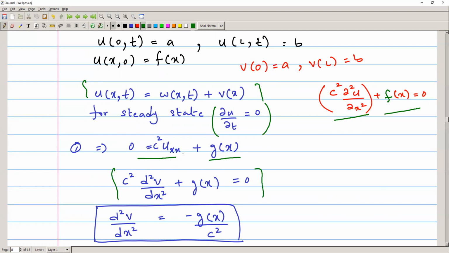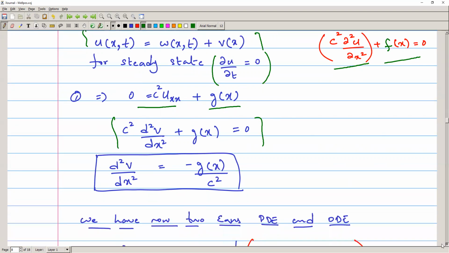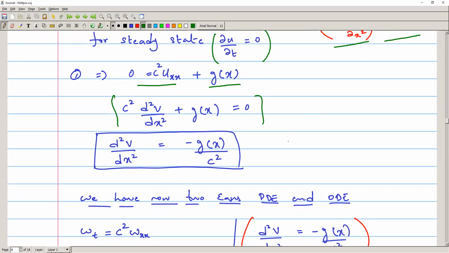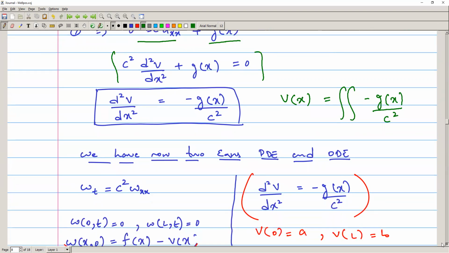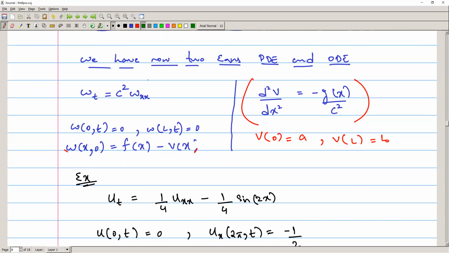So now we know how to solve these types of equations. We can use the method of undetermined coefficients, or we can directly solve by integrating the equation, right? This is a simple equation. If you want to find v of x, then v of x will equal the integral of negative g of x divided by c square. We will integrate this function twice, right? So we will get v of x, and then the problem will be converted to the homogeneous equation in this form. Then we can solve for the transient temperature. From this equation we will get the transient temperature, and from here we will get the steady state temperature, and then we will sum them up for the particular solution, right?